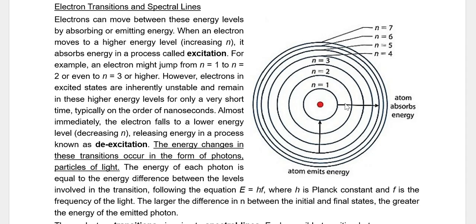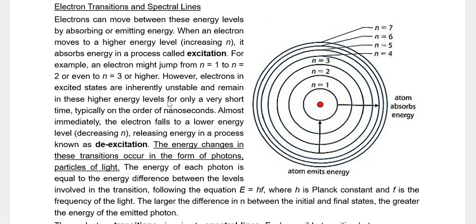The spacing here is an indication of how much energy is needed. So this spacing is larger than this spacing. So from n equals 1 to 2, I need more energy than from n equals 2 to 3, all right? So if I jump here, I need more energy than if I jump from 2 to 3. That's what this spacing means.